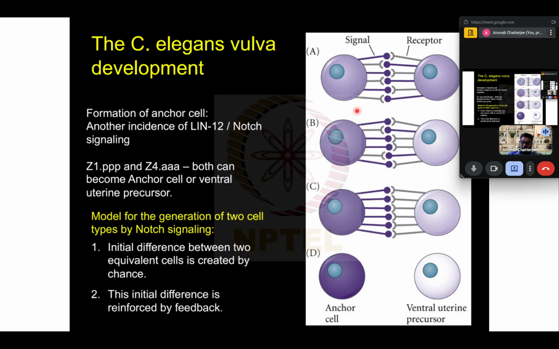Okay, so this is what it is. Model for generation of two cell types by notch signaling. Initial difference between equivalent cells are created by random chance. This initial difference is reinforced by feedback and causes them to be determined to form a particular cell.